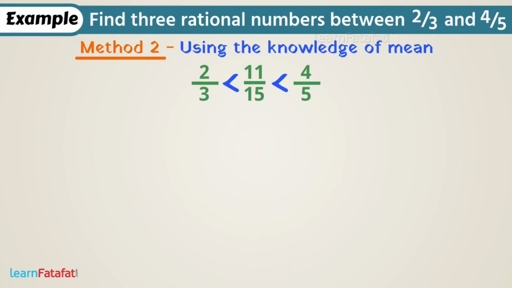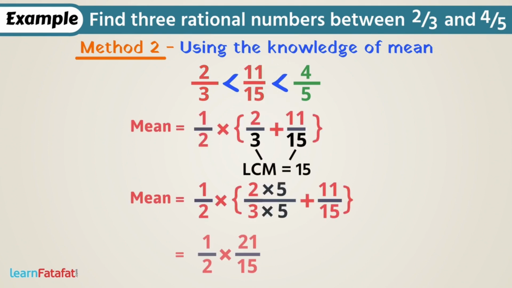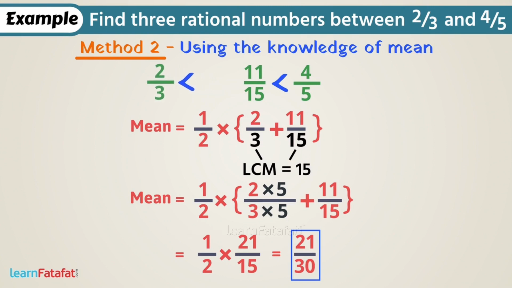Next rational number can be found by mean of 2 by 3 and 11 by 15. So we get 21 by 30. This is another rational number between 2 by 3 and 4 by 5.